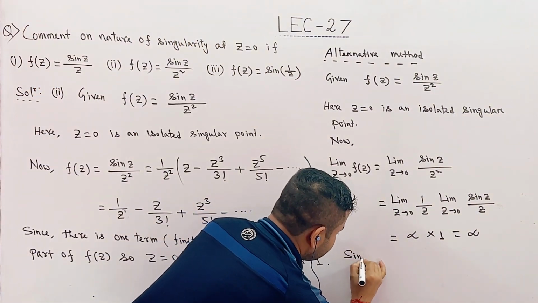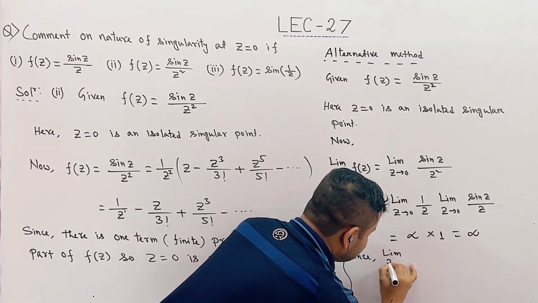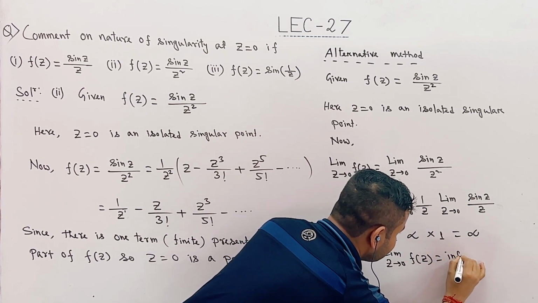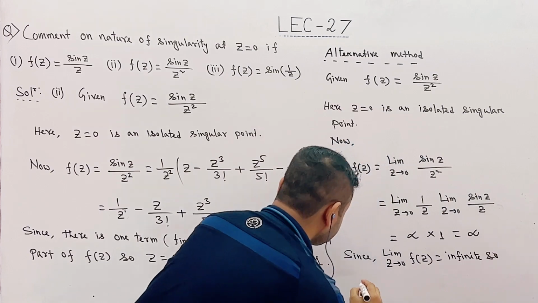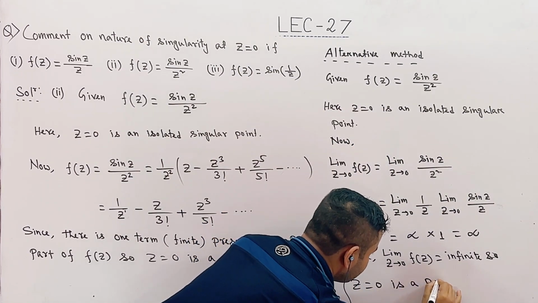Since limit z tends to 0, f of z is infinite, so z equal to 0 is a pole.